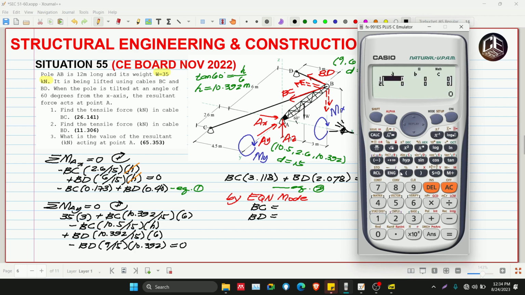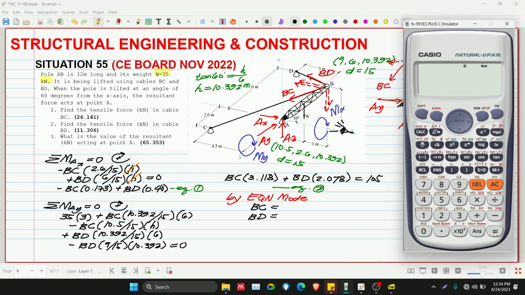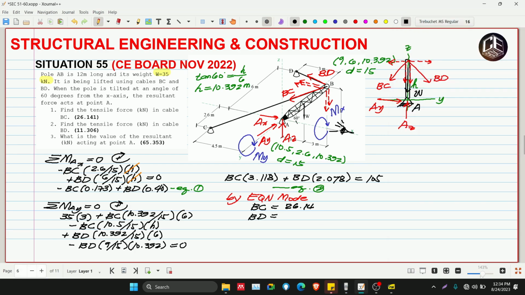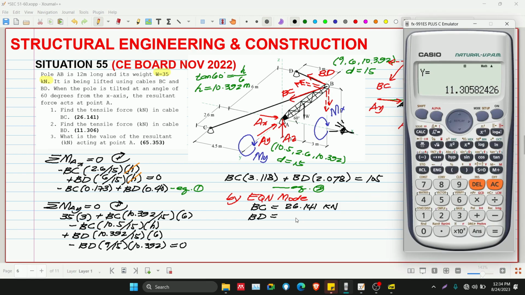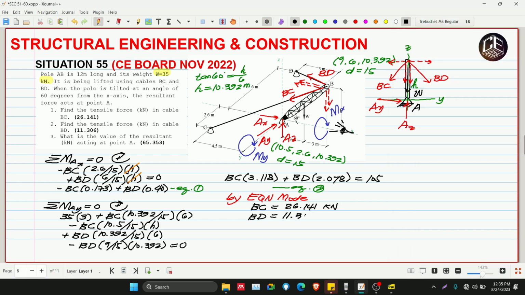So, tama lang. So, negative BC, no? 0.173. And then, positive 0.40, tapos 0. Tapos, ito naman is BC, 3.118. And then, 2.078. Then, nakalabas yung ating constant value na 105. So, tama. So, 26.141 kilonewton. And then, 11.31 or 306 kilonewton. So, nakuha natin ang sagot para sa problem number 1 and problem number 2.